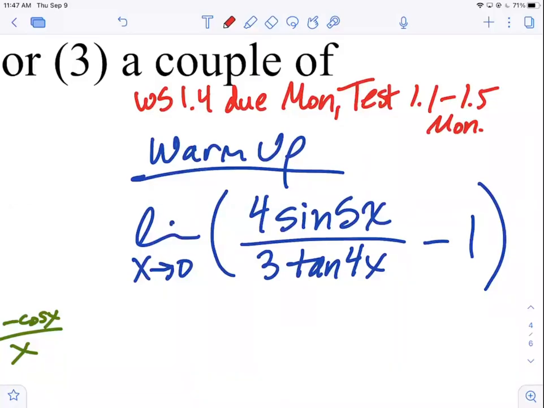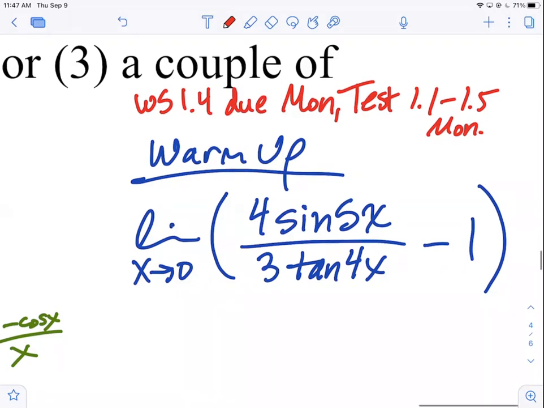All right, so we got the limit as x goes to 0 of 4 sine of 5x over 3 tangent of 4x, minus 1. Never not first, direct sub. We get sine of 0, which is 0 times 4 is 0. And then here we get tangent of 0, which is 0 times 3 is 0. So on this piece alone, we get 0 over 0. And what do we get when we plug in a 0 over here to a 1 that doesn't even have a variable? We get 1, right?